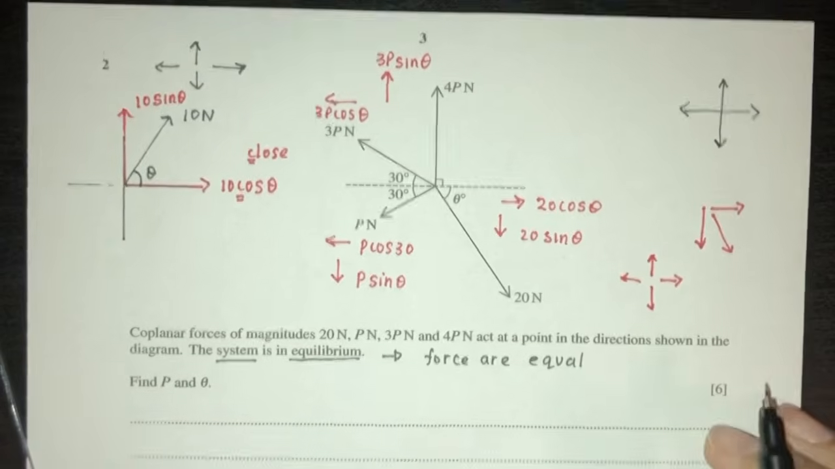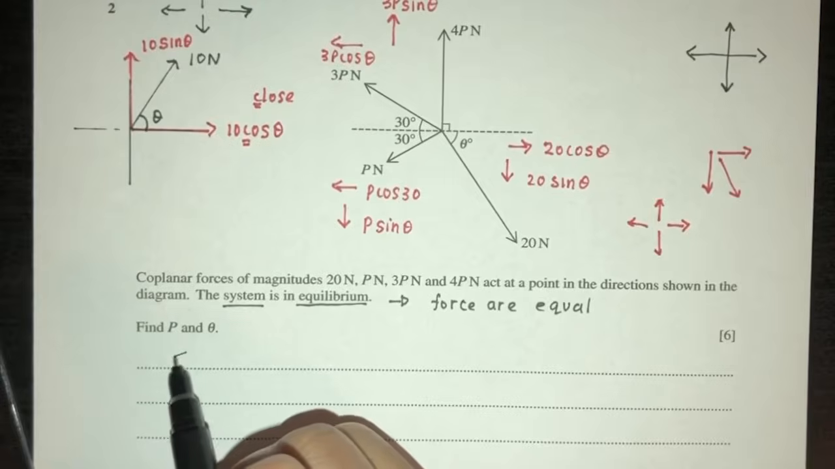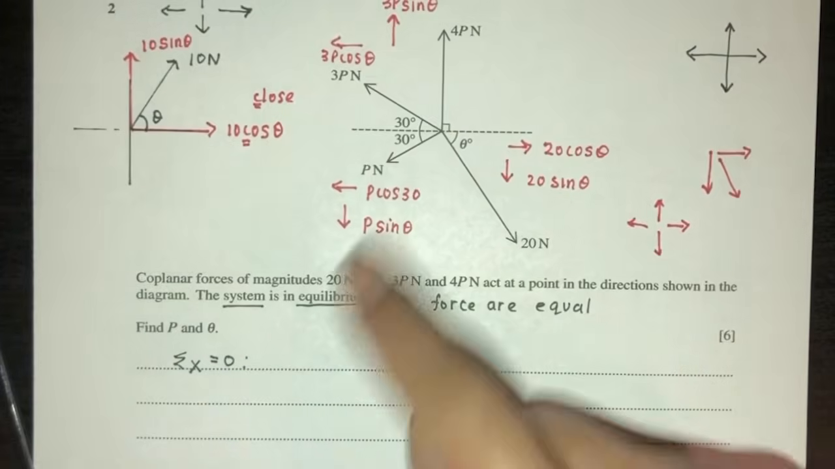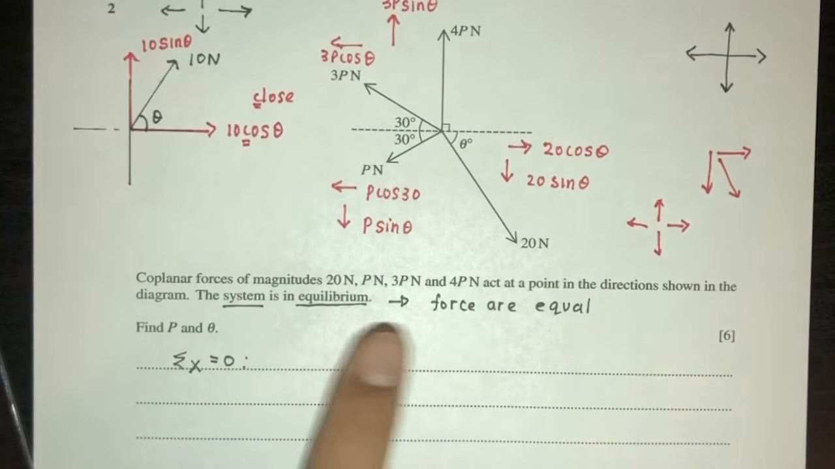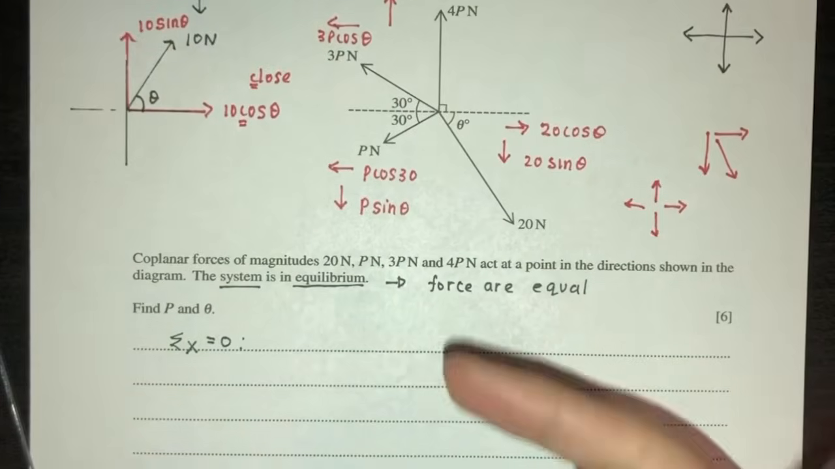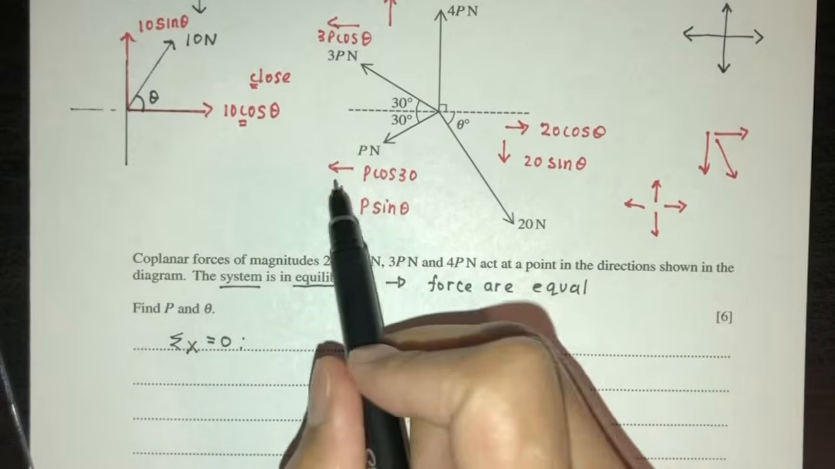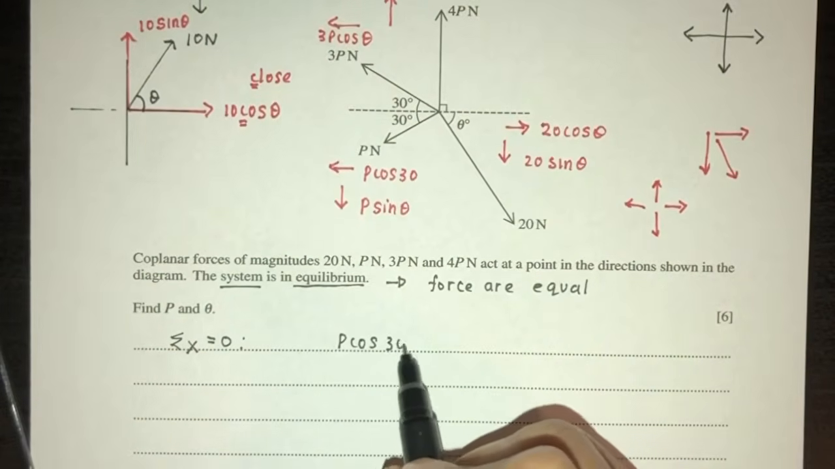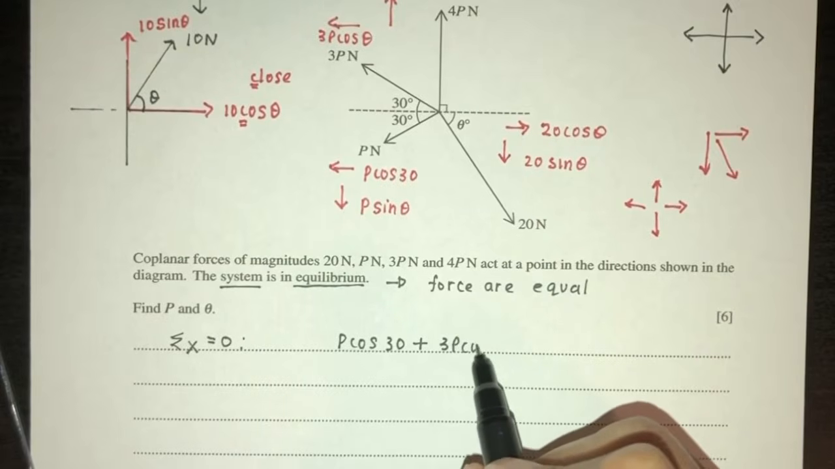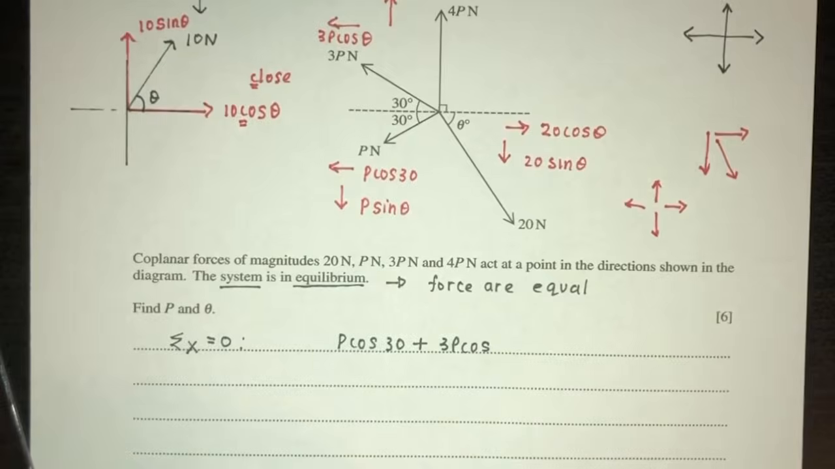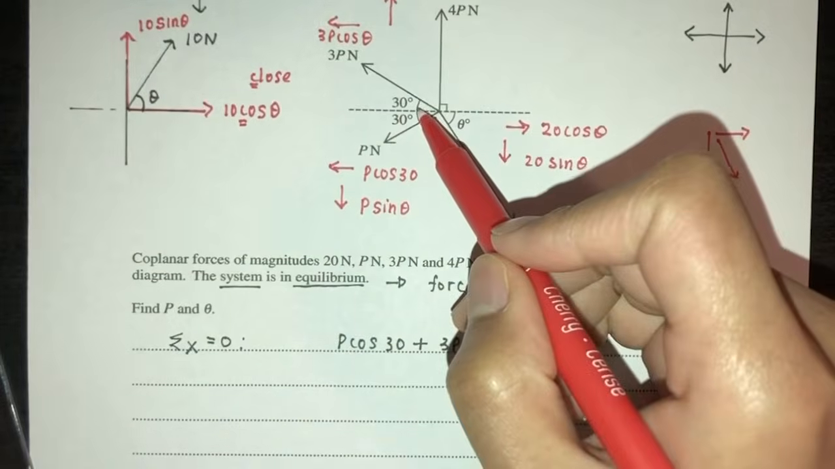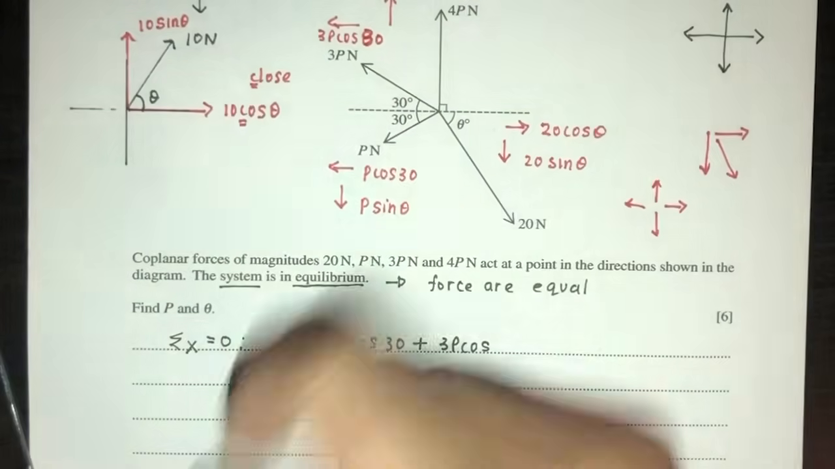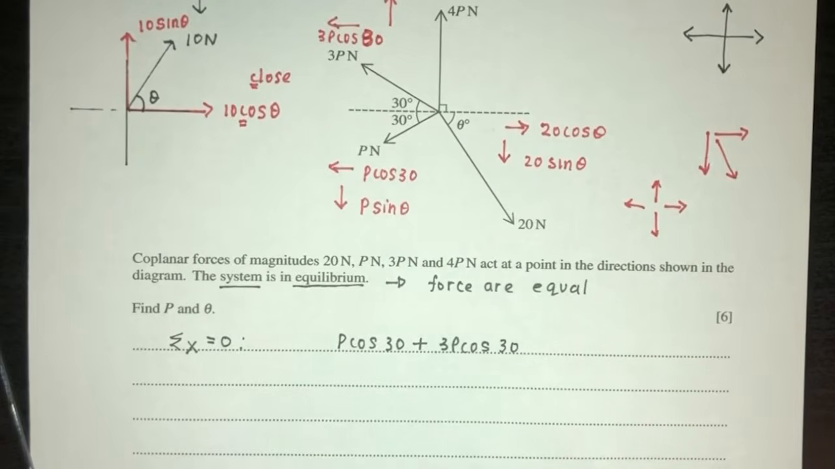So the main point here is the sum of the forces on the horizontal axis will equal 0. It means that the force that acts in this way has to equal all the forces acting in this way. So let's write this down. How many forces do we have in this way? Let's count. We have this and this. That will be P cos 30 plus 3p cos, this is actually the angle 30, because here it is not theta, it is 30. Sorry about that. So in this direction will be 3p cos 30. That's all we have in this direction.